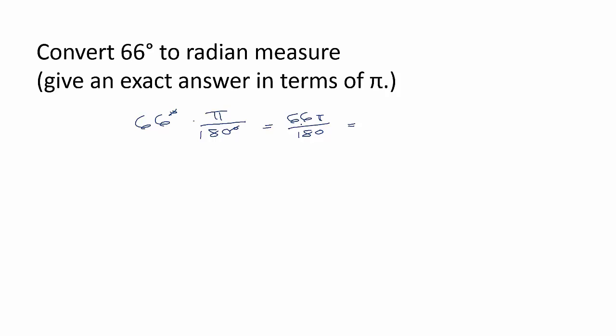And then I should just try to reduce my fraction. I can see that 3 goes into both of these. 3 will go into 66 22 times, and 3 will go into 180 60 times. And 2 goes into both of these, right? 2 goes into 22 11 times, and into 60 30 times. So I've got an angle of 11 pi over 30 radians.